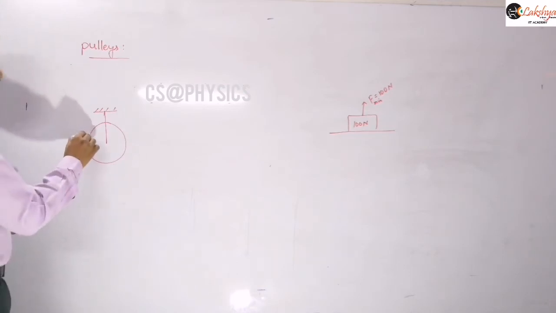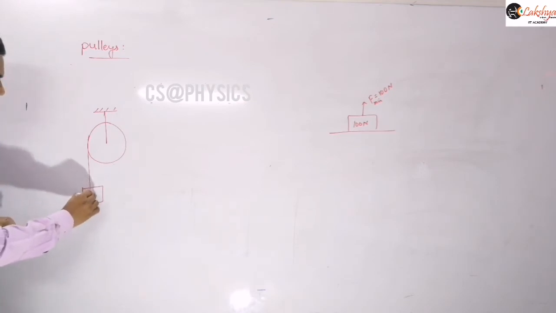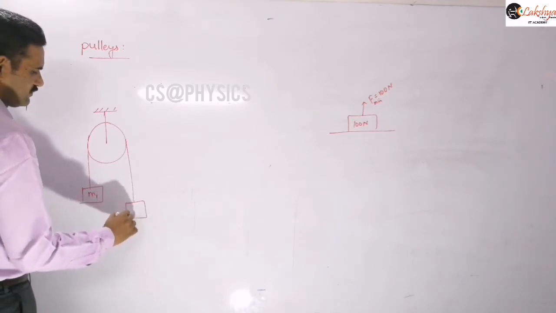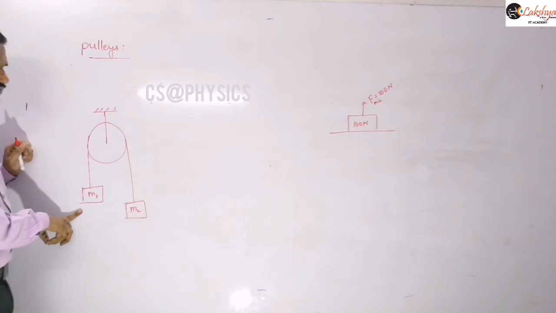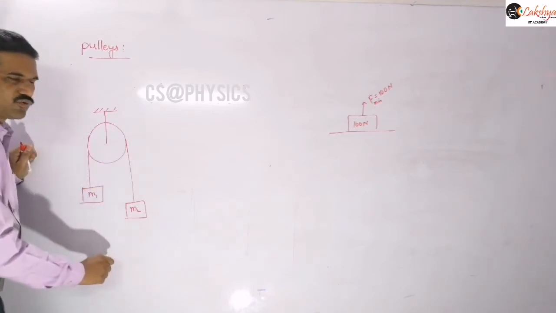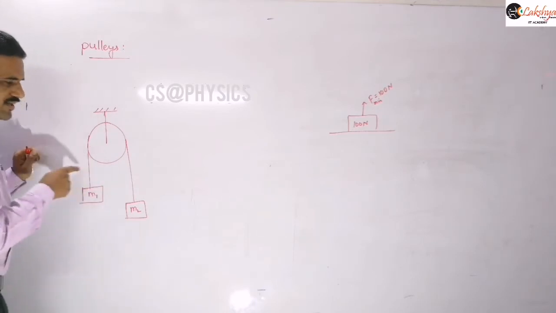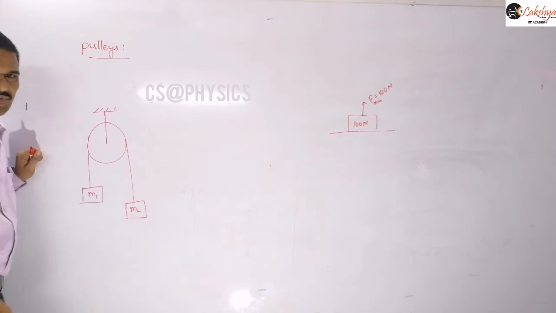then this pulley is used to change the direction of the force here. Just it is used to change the direction of the force. So, for example, if you are lifting this M1 here and if you are applying force here, then the force we are applying here is in downward direction. But the force acting on this M1 will be in upward direction, it will act here, right?